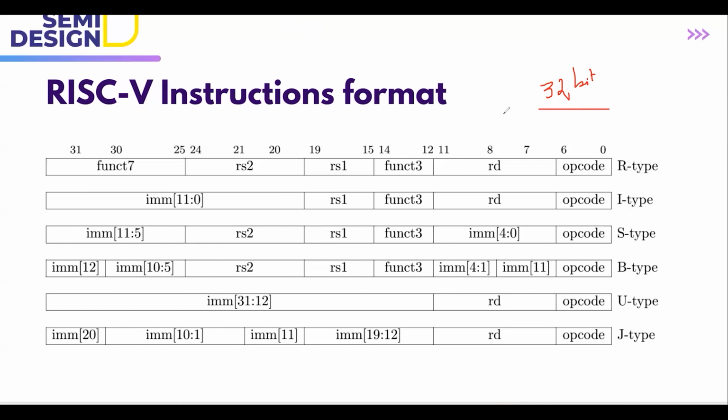How many locations will there be? Thirty-two bits means 2 power 32 number of locations will be there, right? We can do the next type.